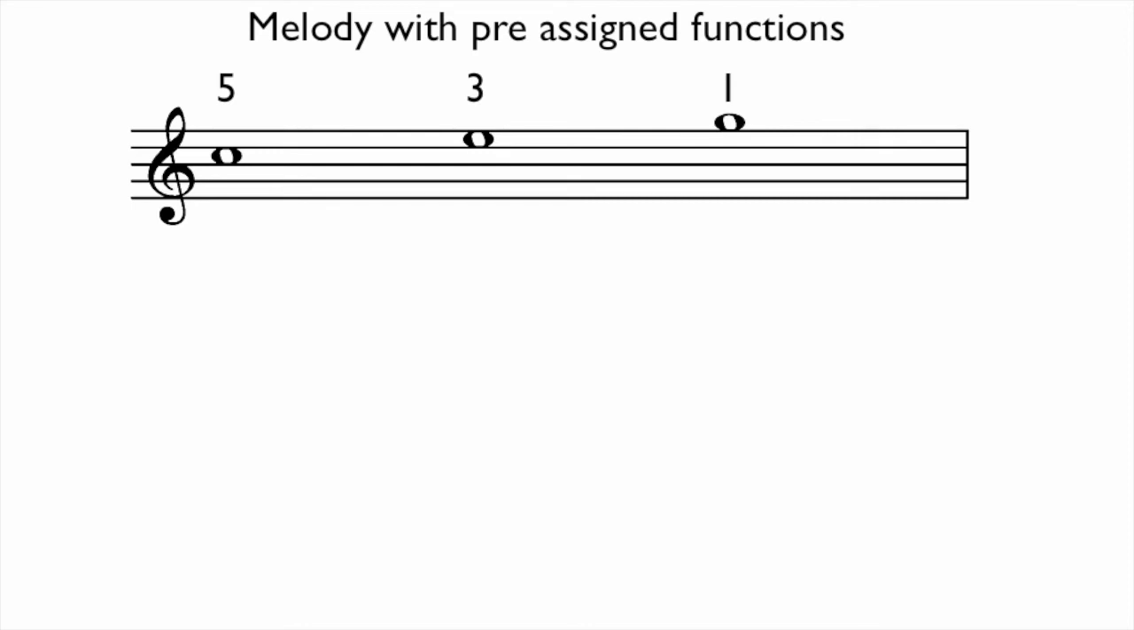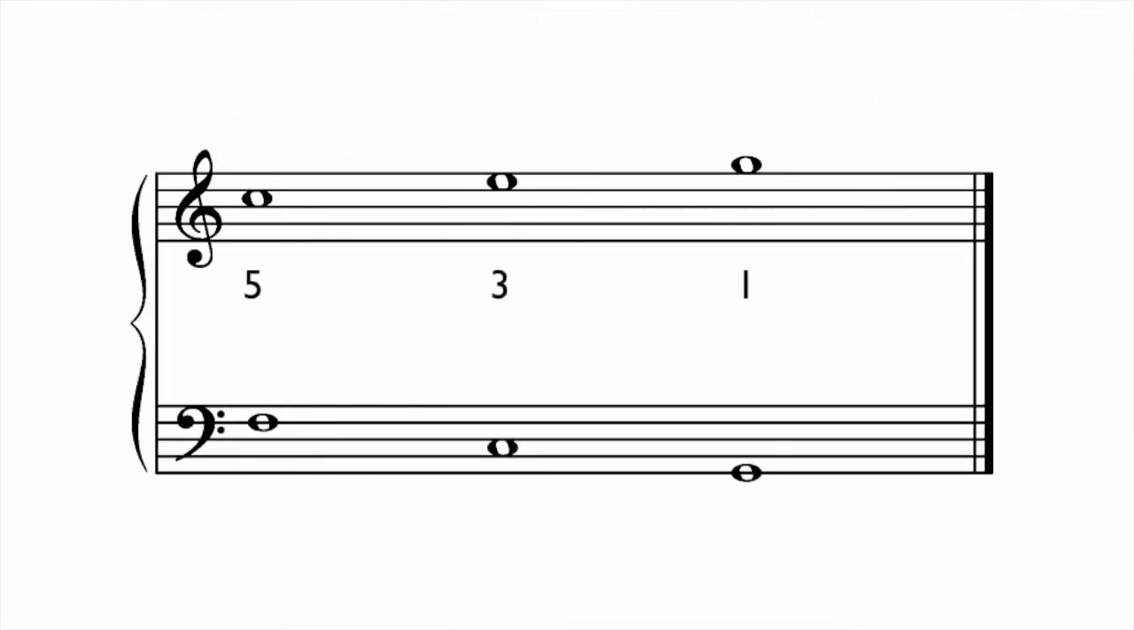Transformations can drive root progressions. If one simply assigns chord functions to a melody, a root progression will be implied. So, for example, if I take the notes C, E and G and assign chord functions in advance, I have automatically generated a root progression.